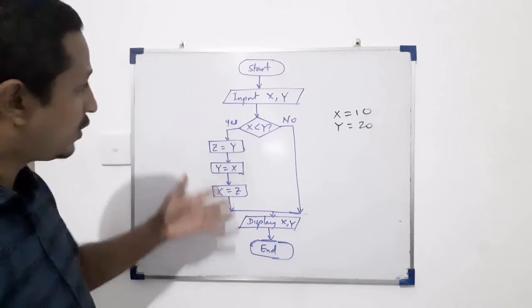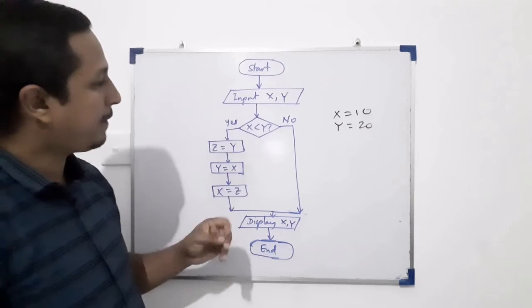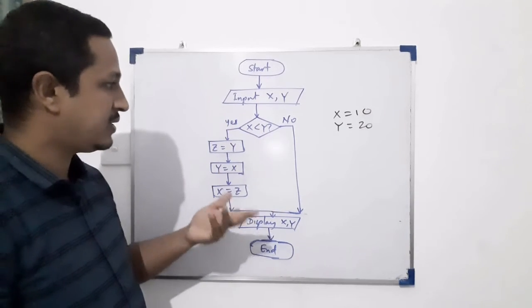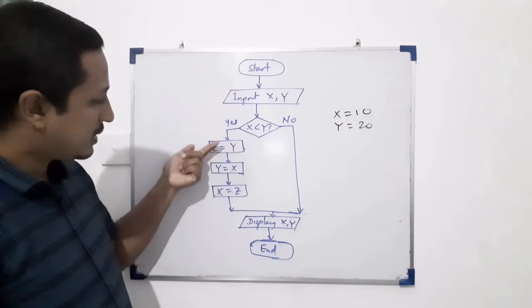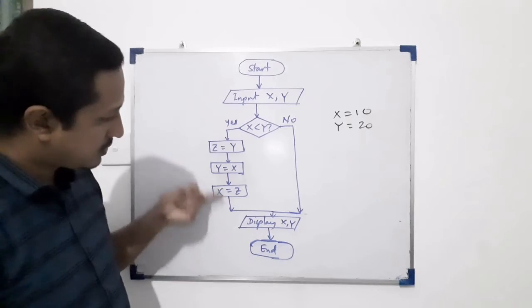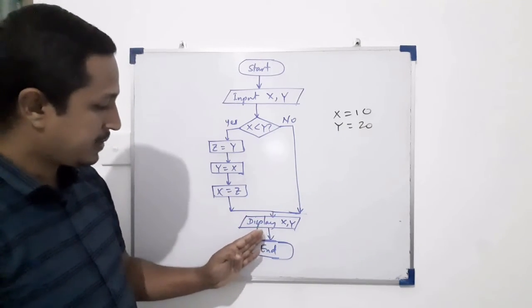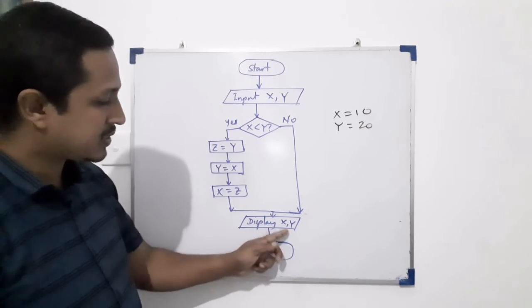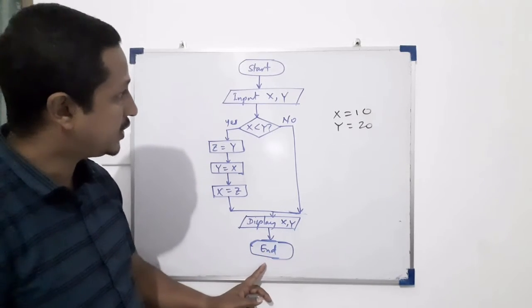algorithm given in a flowchart. So look at this one. Start, input x, y. Check whether x is less than y. If the condition is true, these steps are done, and if no, it comes directly to this step. After doing these three steps, it comes to display x, y, and finally finishes.